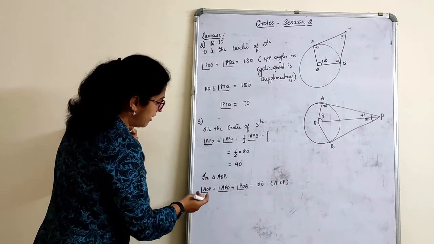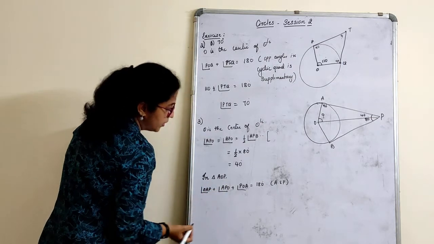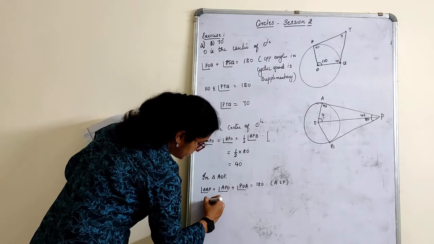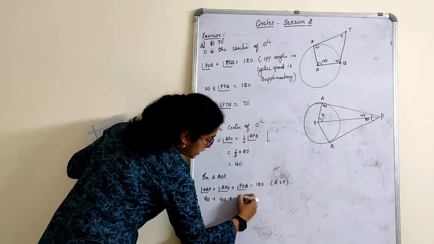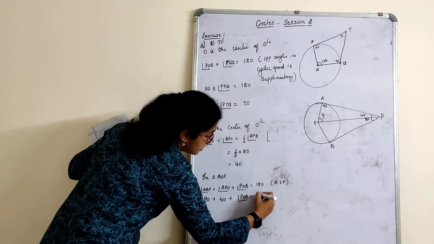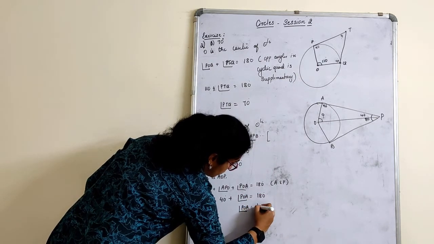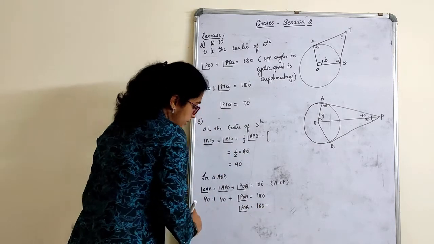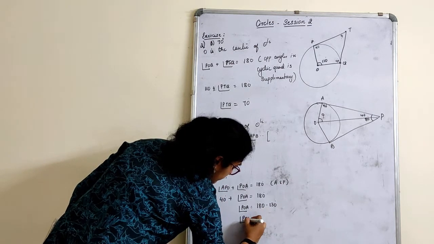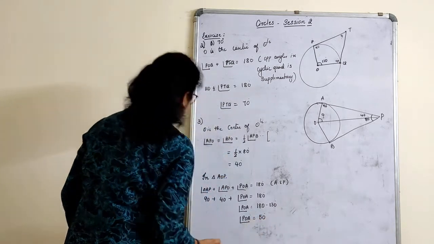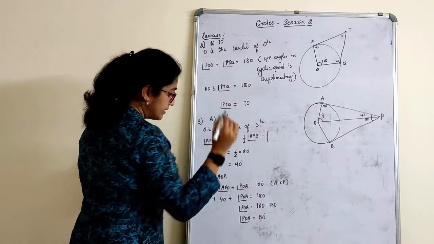So, I think I have repeated here, OAP I need to mention. OAP is 90 plus APO is 40 plus POA, which I have to find, is equal to 180. Angle POA is equal to 180 minus (90 plus 40), 130. 180 minus 130, 50. So third one, 50 is the answer. So A, 50 degrees is the answer.